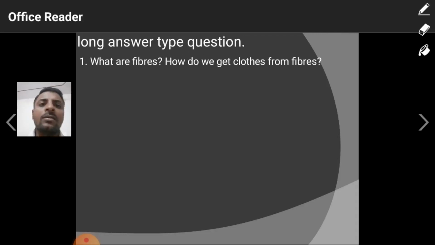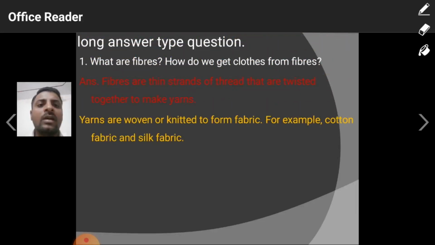What are fibers? How do we get clothes from fibers? Answer is, fibers are thin strands of thread that are twisted together to make yarn. Yarns are woven or knitted to form fabric. For example, cotton fabric and silk fabric.